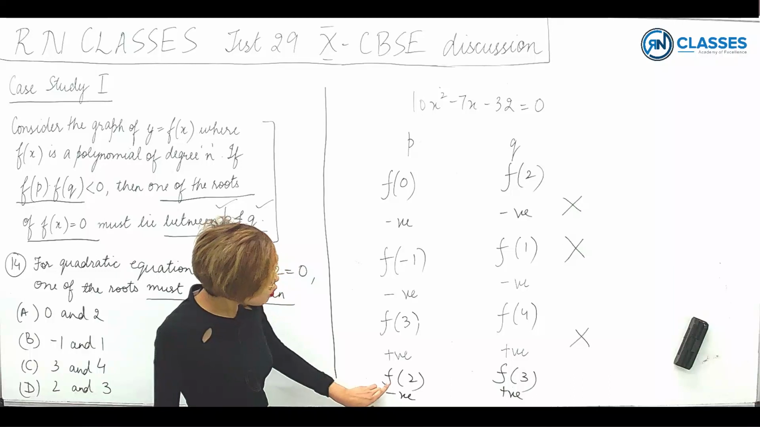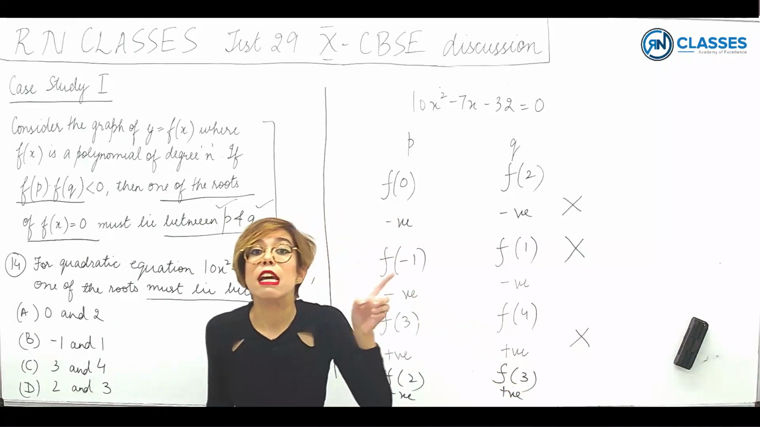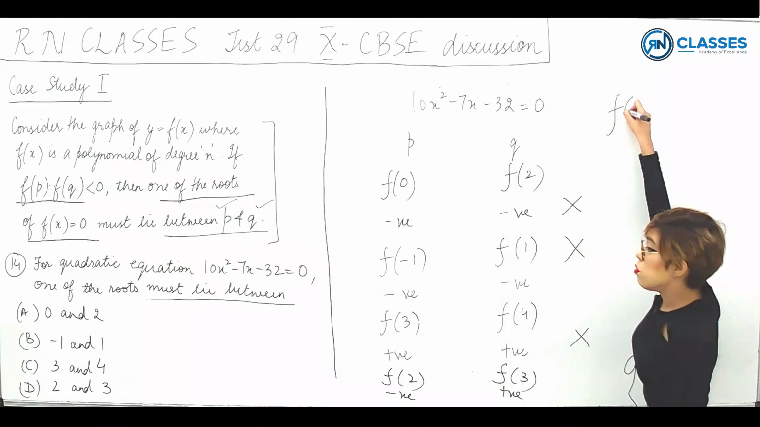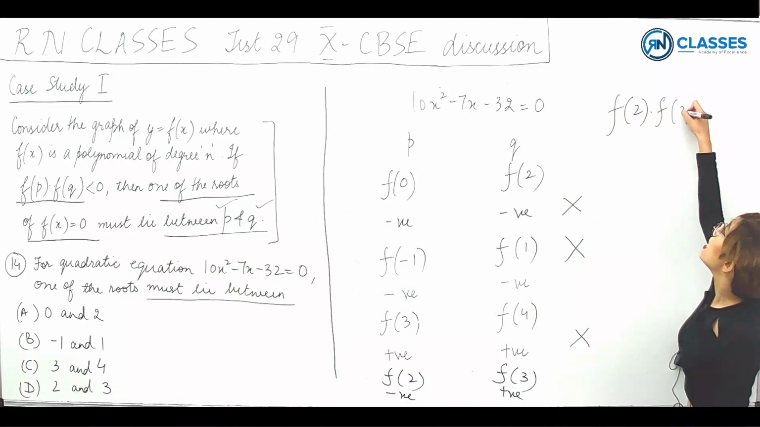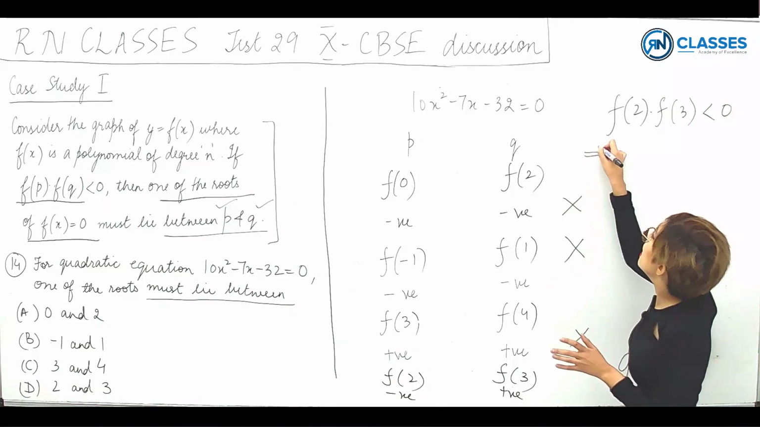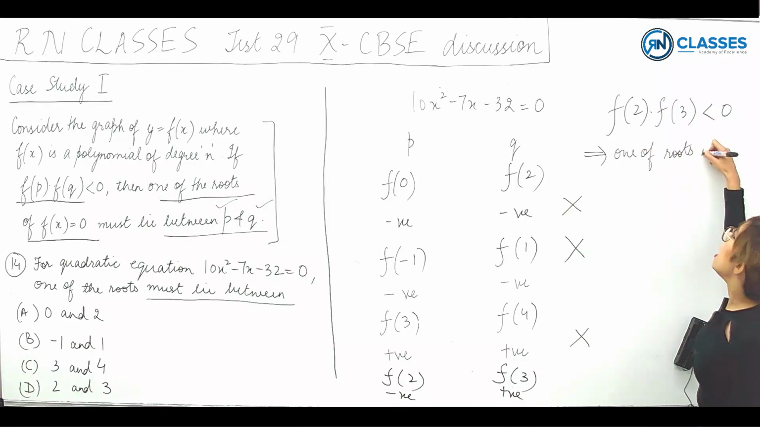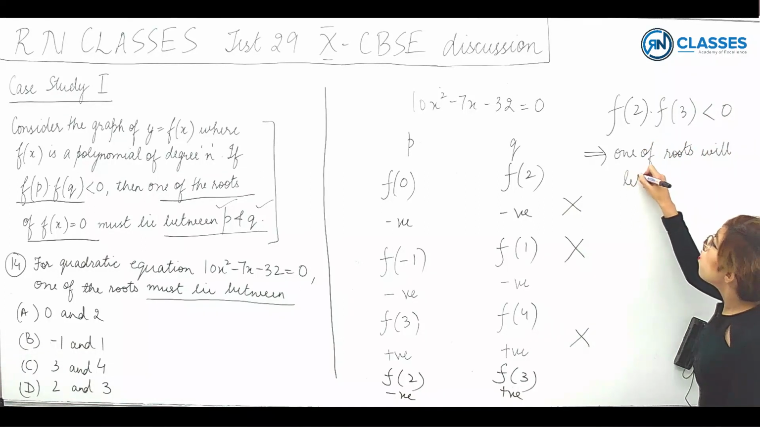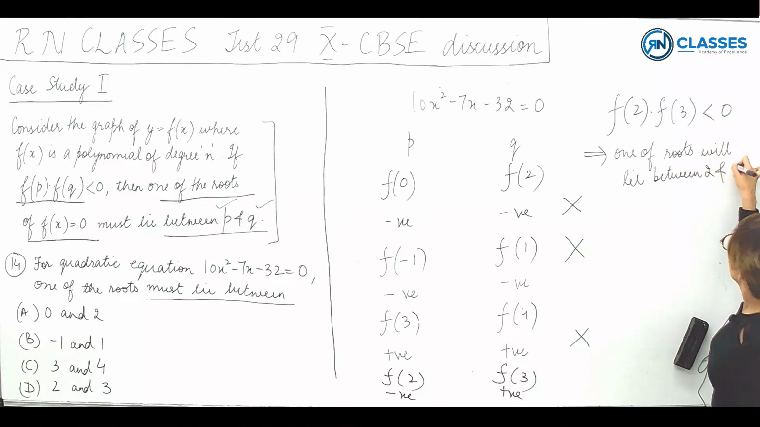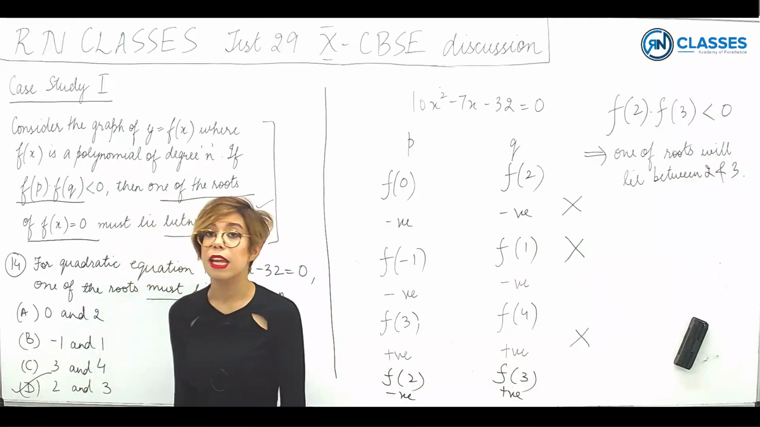Now f of 2 into f of 3. Negative into positive. That will definitely be negative. So, f of 2 into f of 3 is negative. Right? This will imply that one of the roots will lie between 2 and 3. Right? So, that means option B is the correct one.